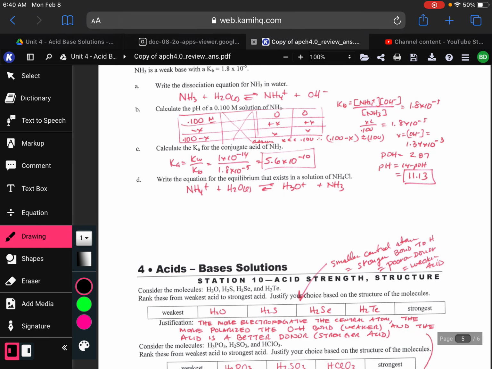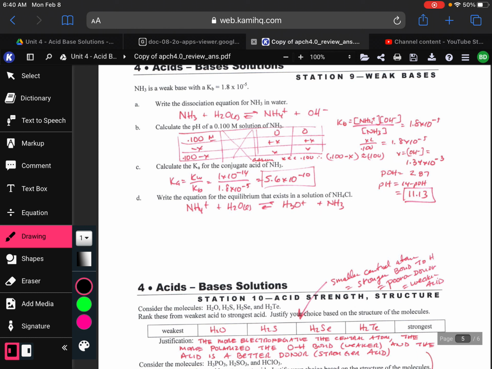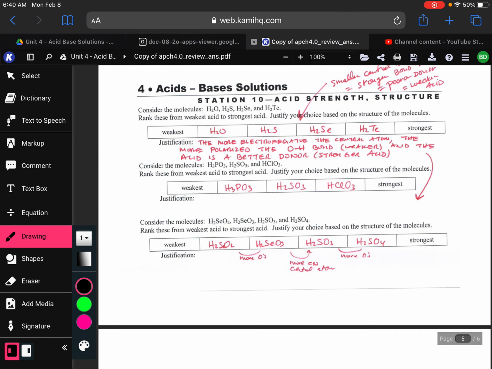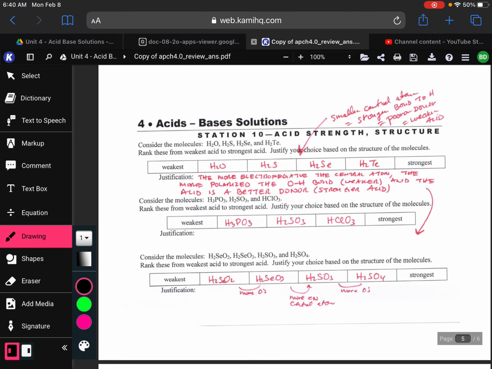Let's see. For ammonia, that's going to be a base. And so you wrote the equation, do an ICE table again, calculate the Ka for the conjugate acid, so you do the Ka times Kb equals Kw again, and then write the equation for the ammonium, since chloride is neutral. Hopefully all that makes pretty good sense. It's just kind of more of the same. Then you have to rank them. This is like your last homework, so hopefully that kind of all makes sense. If not, let me know. I'll kind of explain it.